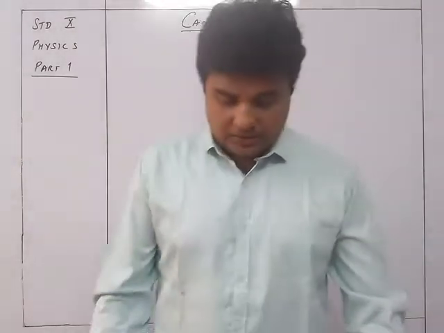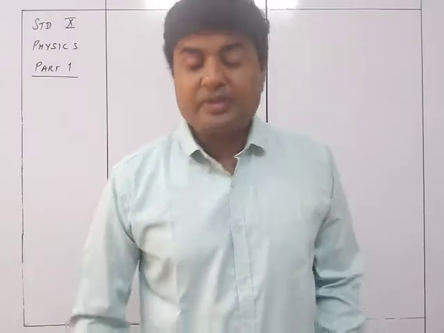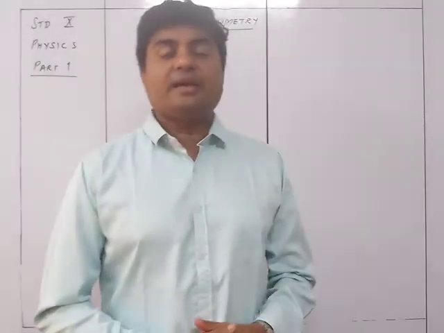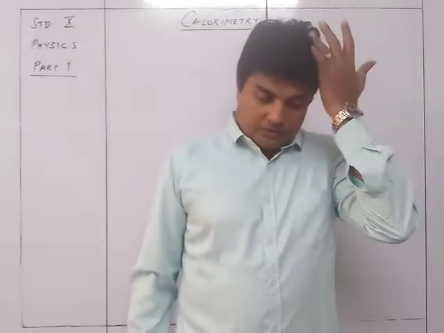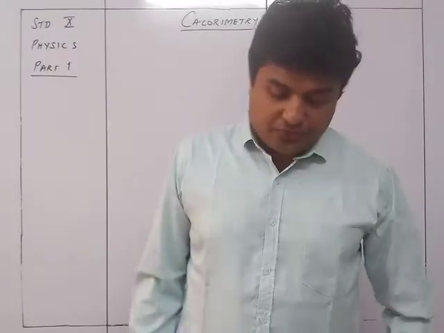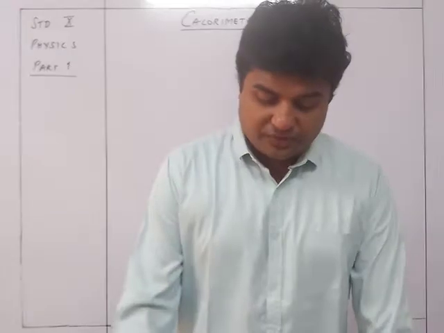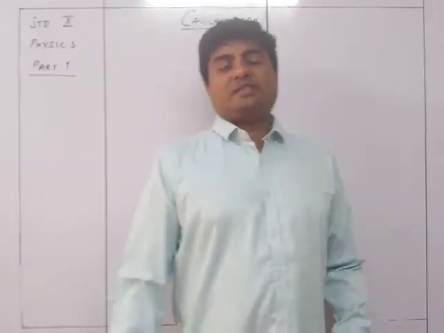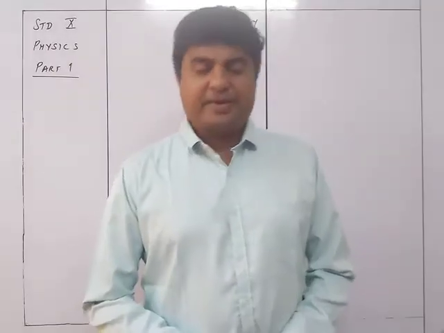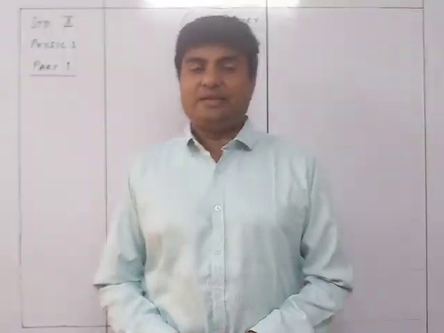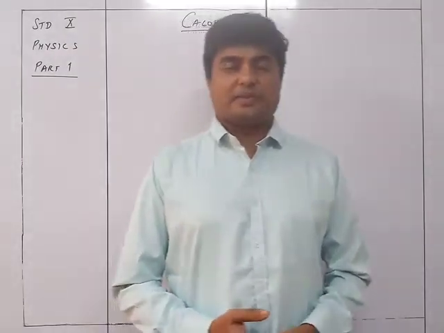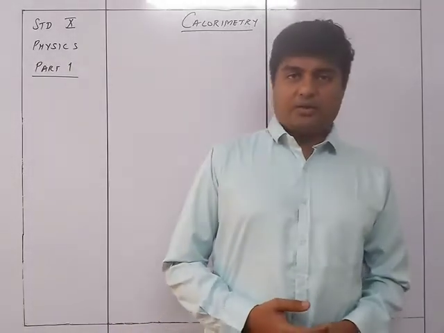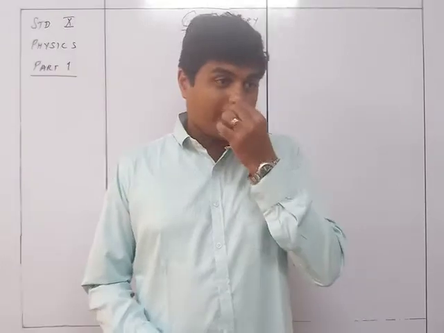Hello friends, today we start with a new chapter in physics, ICSE standard 10, that is calorimetry. That is chapter number 11 of Concise Physics. Now the chapter calorimetry is divided into two parts. The first part is based on the heat capacity and the specific heat capacity of a substance, and the second part is based on the latent heat or the hidden heat of the substance. So these are the two parts.